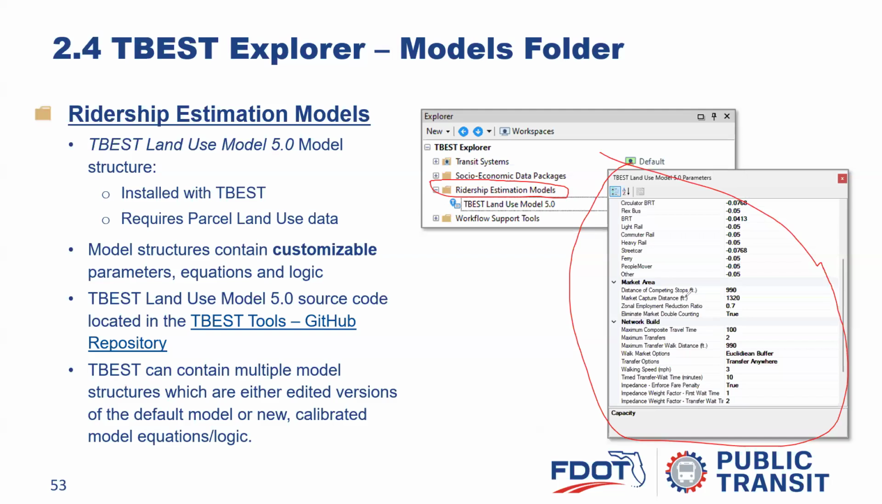It can contain multiple model structures, which are either edited versions of the default model or new calibrated model equations and logic. So you're not really limited here. The simple path is just to use the TBEST land use model 5.0, no problem, you can do that. If you wanted to create a whole new model, you'd make a copy of the TBEST land use model and start working with the source code and changing parameters and all that, and create a whole new calibrated model equations and logic if you so wished to do that. Okay, so let's clear all of this out.